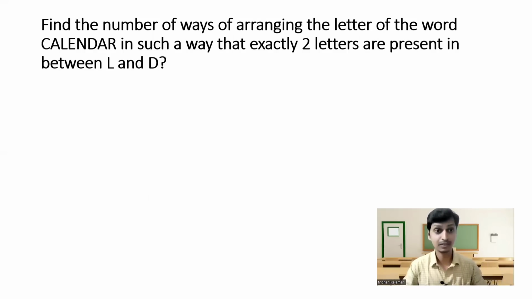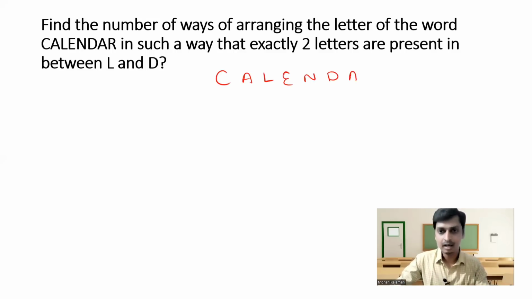Okay, now here you have the next question. Find the number of ways of arranging the letters of the word CALENDAR in such a way that exactly 2 letters are present between L and D. So you have the word CALENDAR. So you have to arrange the letters of the word CALENDAR, right? So there should be only 2 letters between L and D.